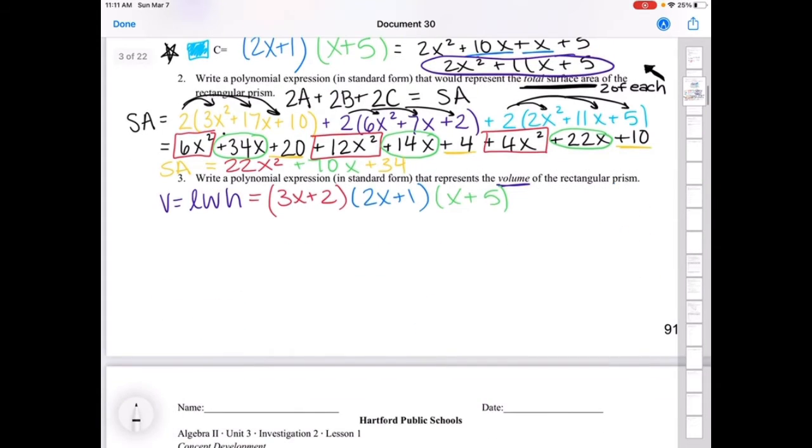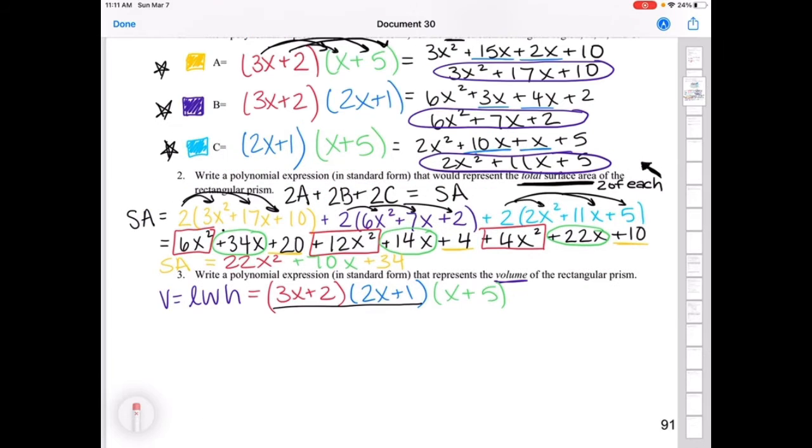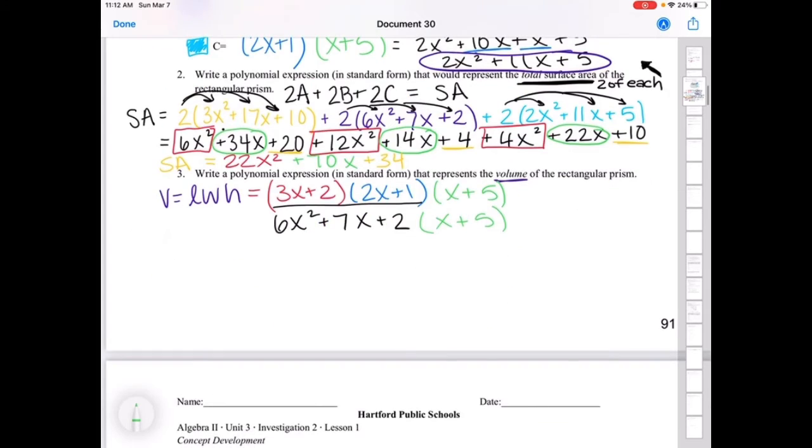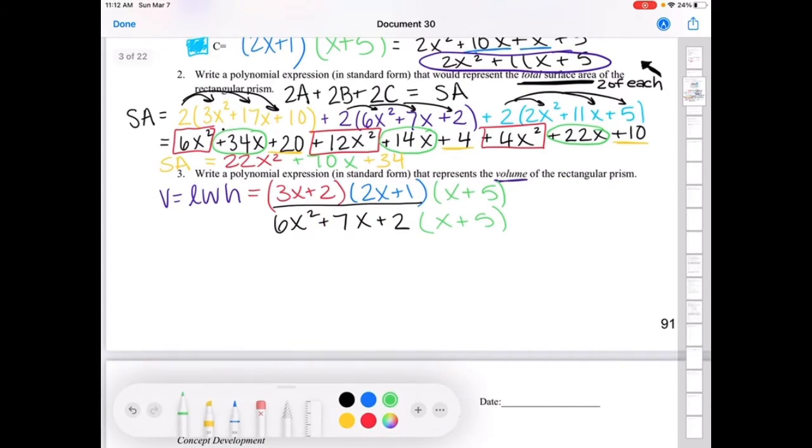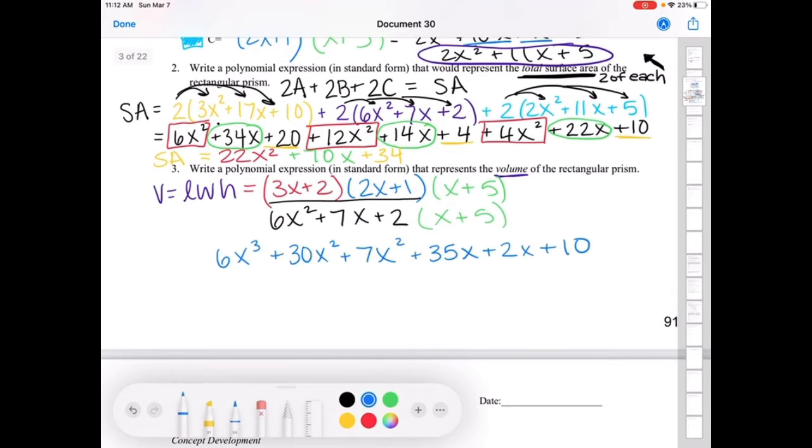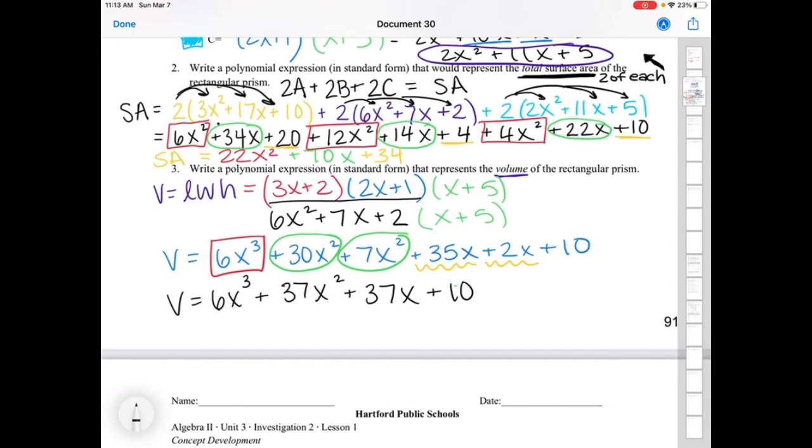Now this is when we have to be careful with our multiplication. So we got to do one at a time. So let's multiply these 2 first. We actually already did this calculation for region B, and we can just multiply by x plus 5 after. So we got to distribute each of these terms twice. I got to combine my like terms. If I simplify here, this will be my volume.